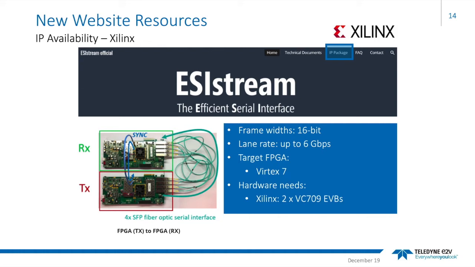For the older Xilinx Virtex 7 FPGAs, we also have IP support for 16-bit data frame widths, running with lane rates up to 6 gigabits per second. In this case, as illustrated in the image, the hardware includes Xilinx's own VC709 evaluation card, combined with the EV12AQ600 FMC board from Teledyne E2V. All of the Xilinx development boards mentioned are available directly from the manufacturer or via usual commercial outlets.